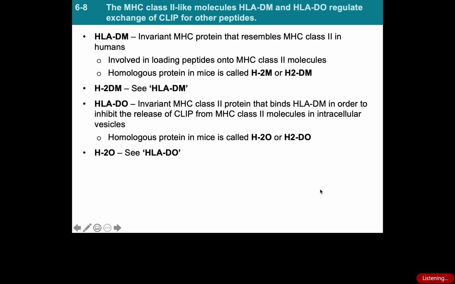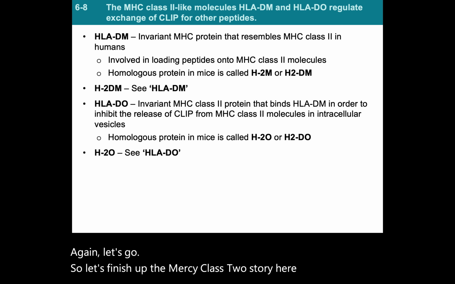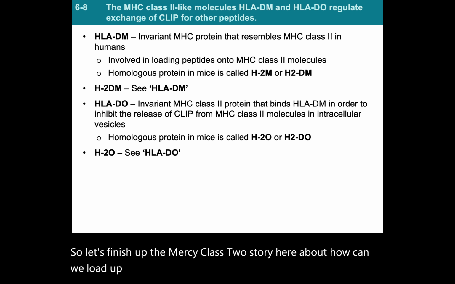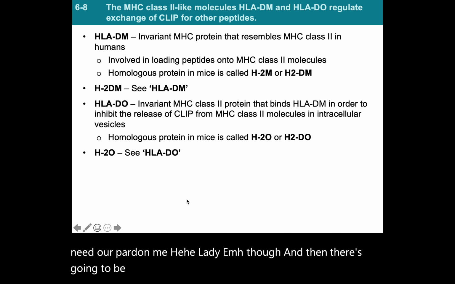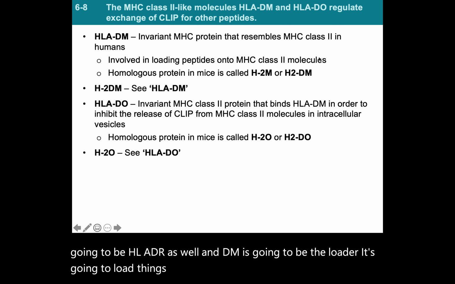Okay, let's go. So let's finish up the MHC Class 2 story here about how we load our peptides on there. The last couple of pieces you're going to need are HLA-DM, HLA-DO, and then there's going to be an HLA-DR as well. And DM is going to be the loader. It's going to load things into MHC Class 2. And it actually resembles an MHC protein.